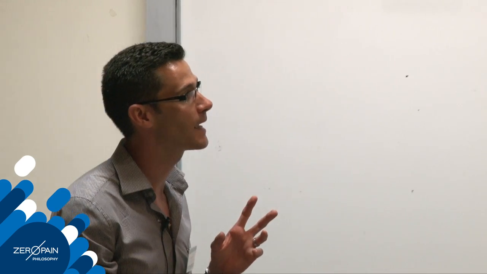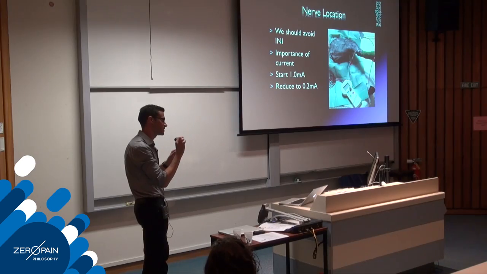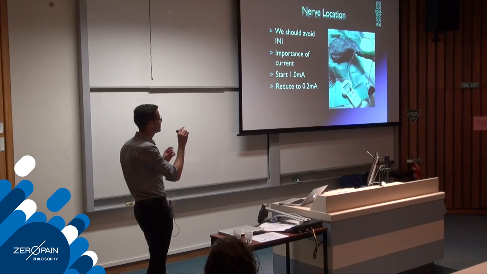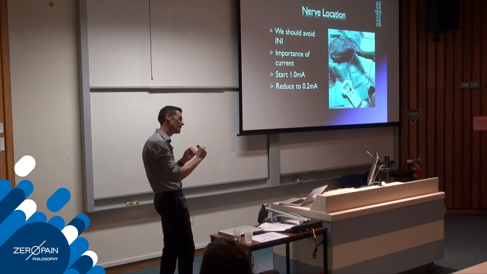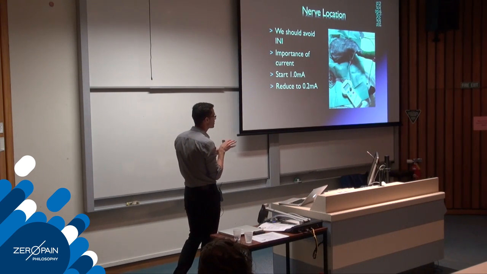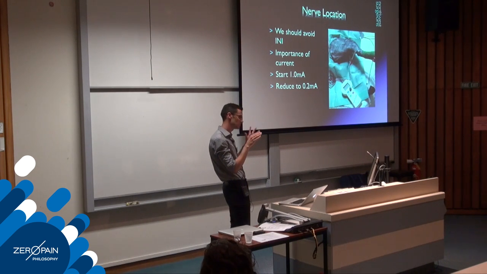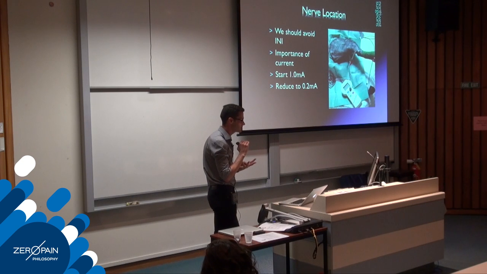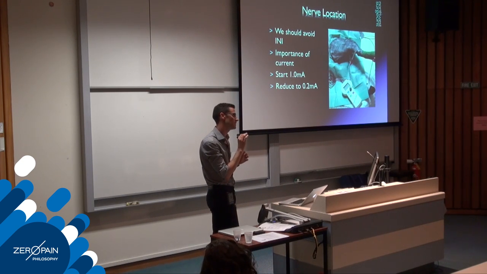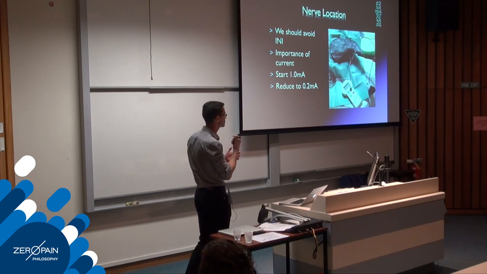So if you start searching for the nerve on a current of around about 1 milliamp, once you found the nerve, then you would turn the current down. So I tend to start at 1, then I turn down to 0.7, then 0.5, then 0.3. And around about 0.3, I'm looking to lose the twitch response that you see in the corresponding motor unit. If you've still got a twitch response at 0.2, then you're either in the nerve or too close to the nerve, so you just want to back off a little bit before you aspirate and inject.